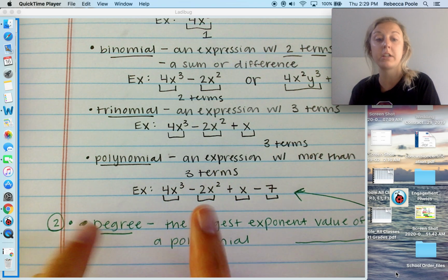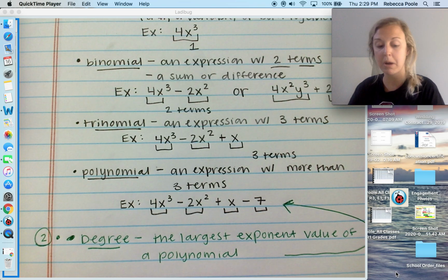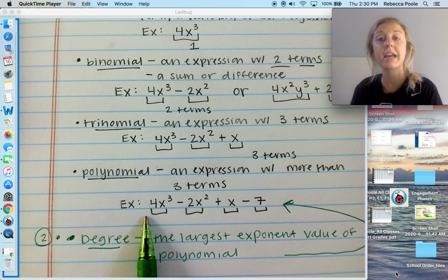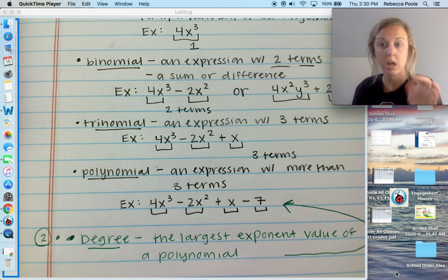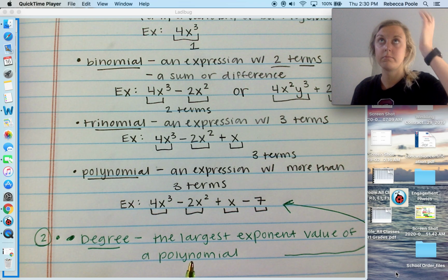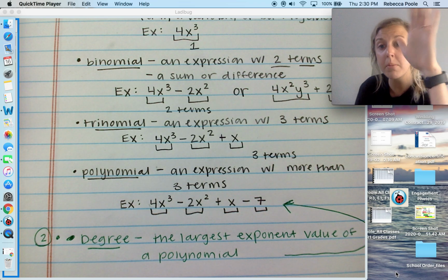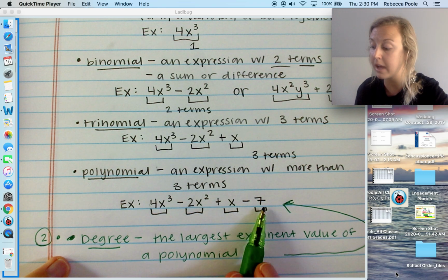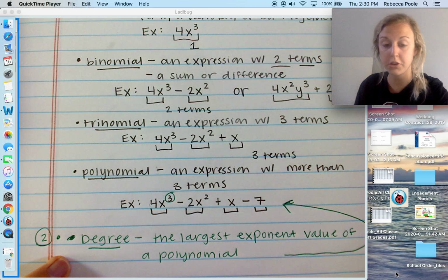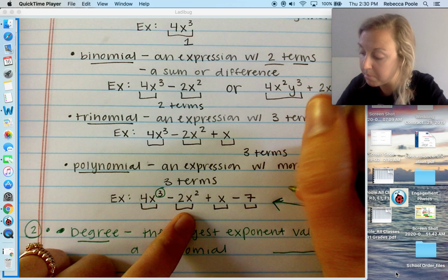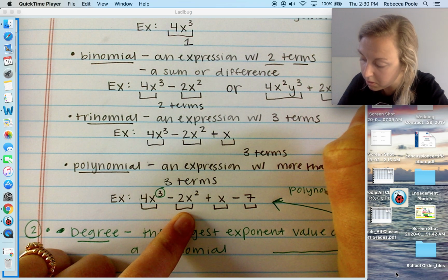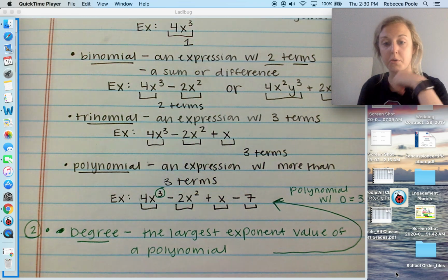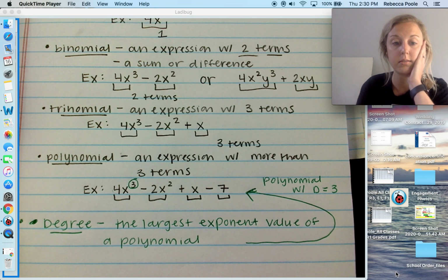Same thing with polynomials. If I gave you this polynomial up here and I asked you for the degree, I want the highest exponent. Some of you might be mad, I don't care about your lower degrees. I want to know the highest one you got, okay? So my highest exponent out of all of these is a 3. So this is a polynomial with degree equal to 3. Okay, that's how you write it. Does that make sense?